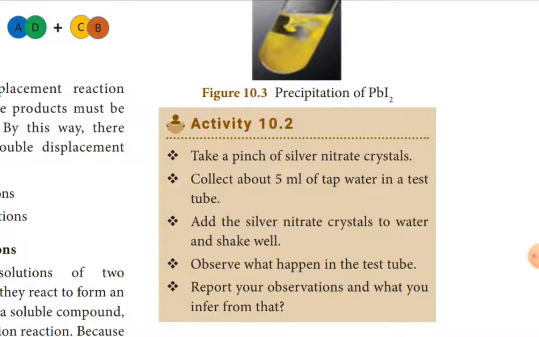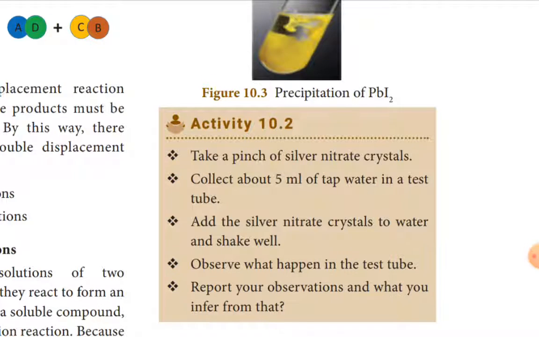So when silver nitrate reacts with tap water, what happens? See, the tap water contains chlorine. Because of this chlorine, the silver nitrate reacts with it and gives silver chloride precipitate. A white precipitate will be formed and nitric acid will be formed. You can write the equation: silver nitrate, that is AgNO3, with HCl gives silver chloride plus nitric acid.